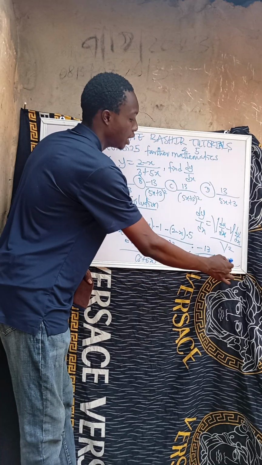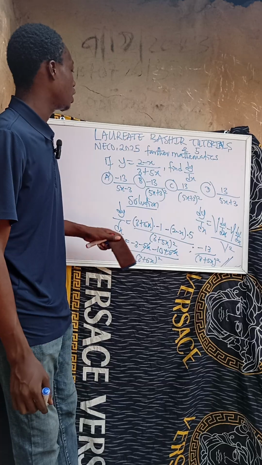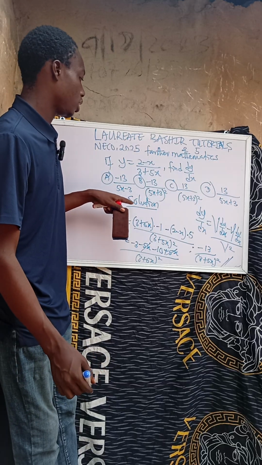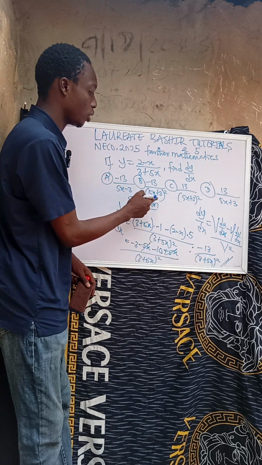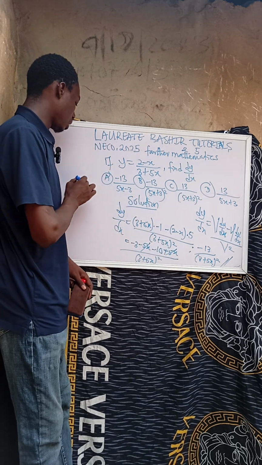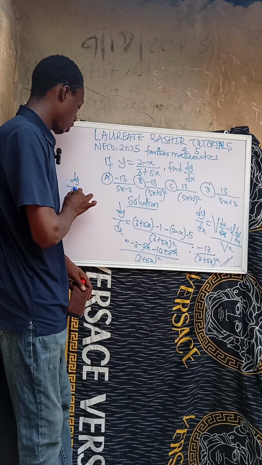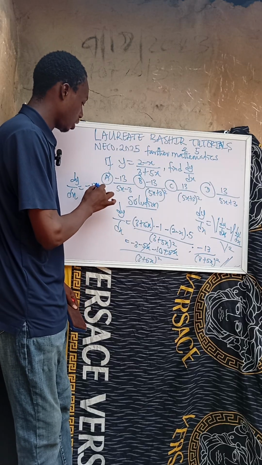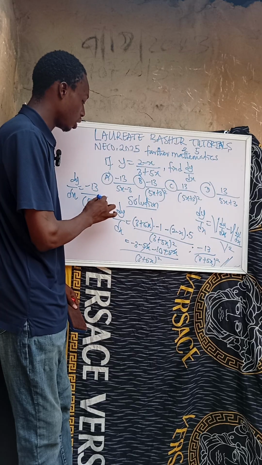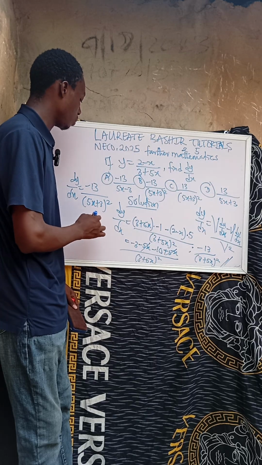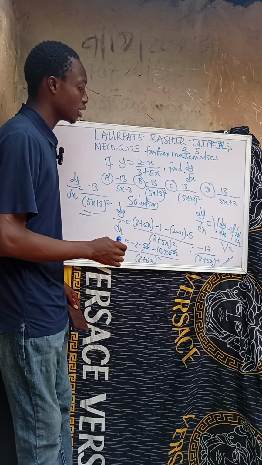So your answer, dy/dx, is minus 13 over (3 plus 5x) all squared. Or it's the same thing as this one. If you look at the options here, it's the same thing as writing dy/dx equals minus 13 divided by (3 plus 5x). I can still write it as (5x plus 3). Is it not the same thing? Yeah, it's the same thing. So all squared. So that's our final answer.